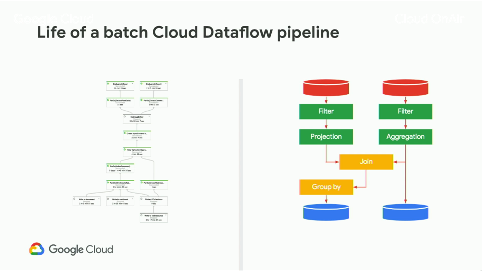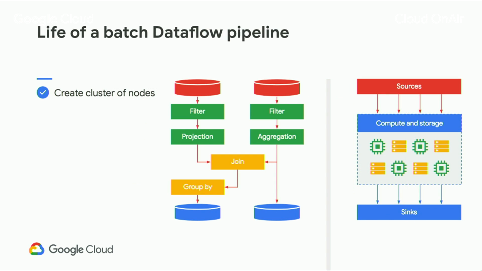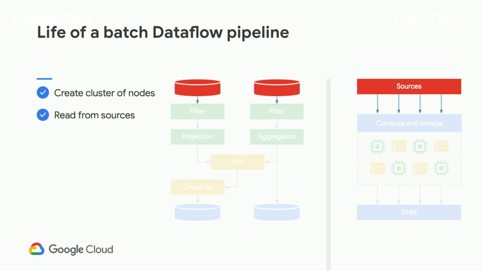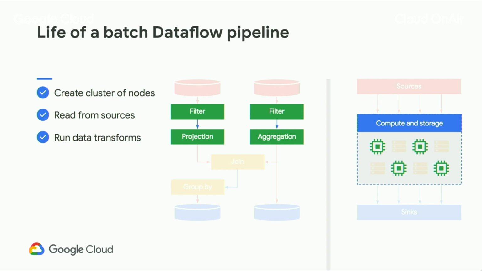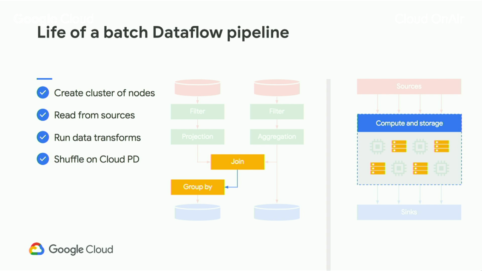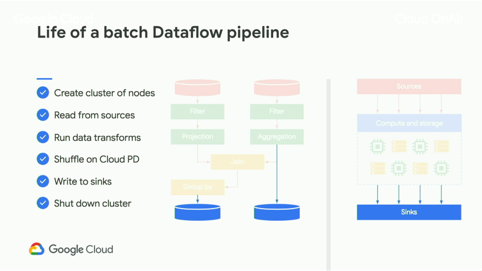So what happens if you submit this job to the Cloud Dataflow service? Well, first off, we are going to create a cluster of processing nodes. And then we're going to start reading from data sources. As we read the data elements from data sources, we're going to start applying data transformations on them. We're going to be doing the filterings, the projections, the aggregations. Once we hit the joins and the group bys, we're going to initiate a shuffle operation and use persistent disk volumes that are attached to your processing nodes. Now, at the end, we're going to write into our data sinks and shut down this processing cluster.